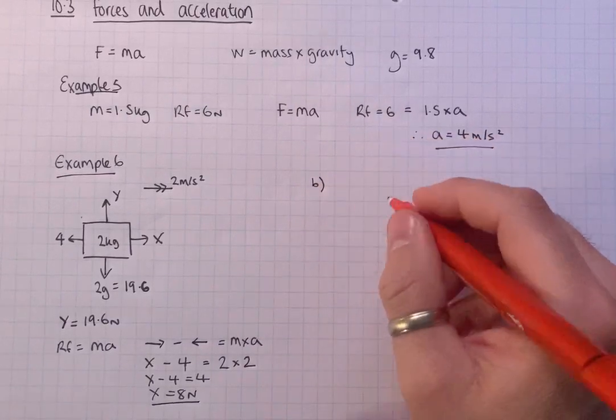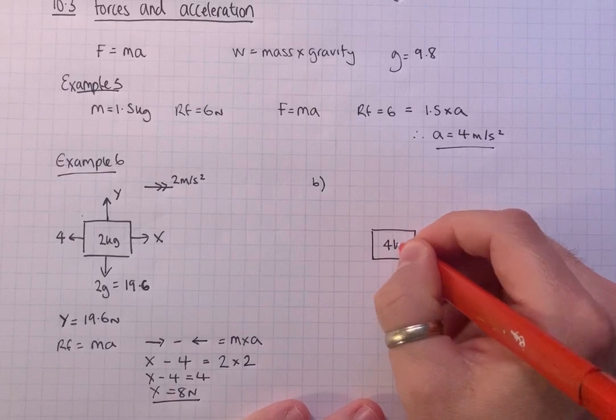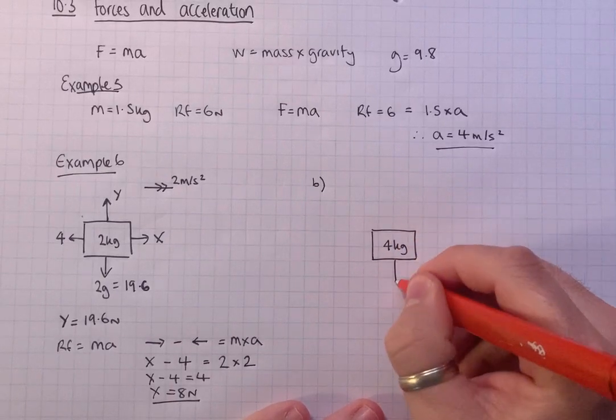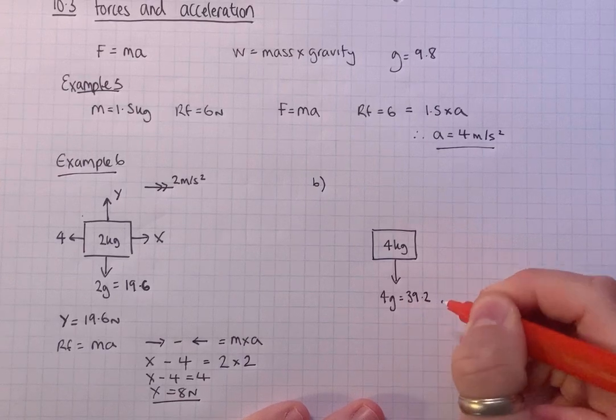In part B, we've got a block, 4 kilograms, weight acting downwards of 4g, which is 39.2 newtons.